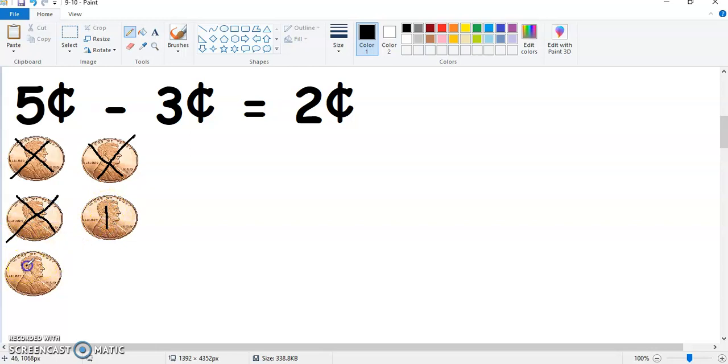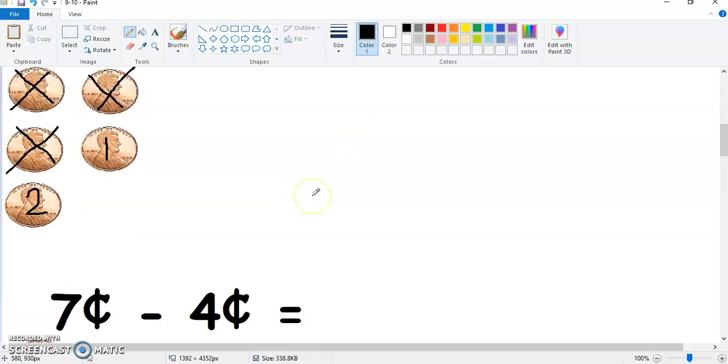1, 2. There are 2 left over. So in our number sentence, it says we started with 5. Here it is, 5, all 5 of these. We took away 3. Here we did that. And we were left over with 2 cents. So our number sentence says 5 cents minus, or take away, 3 cents equals 2 cents.